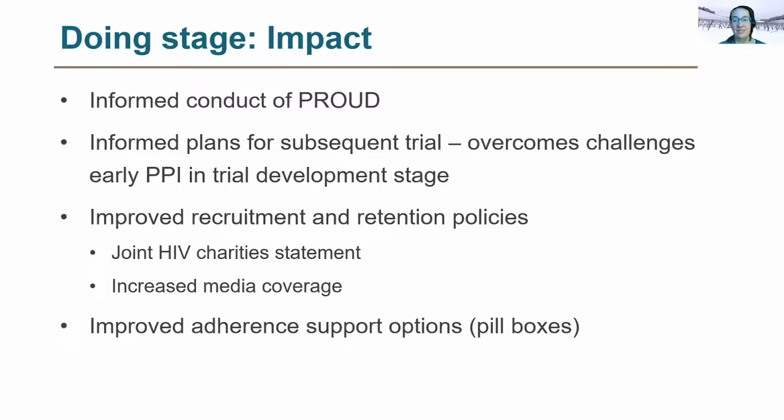So what impact did this patient and public involvement or community engagement have? At the doing stage, it informed the conduct of the trial and plans for a subsequent trial. In the early stages of the trial, recruitment was challenging, but working with the expanded community engagement group allowed researchers to identify things that were stopping people from joining the trial. And the HIV charities, gay media and apps were able to communicate messages that addressed these concerns, leading to improvement in recruitment. The participant involvement highlighted that some people were struggling with adherence and identified an option to support adherence.